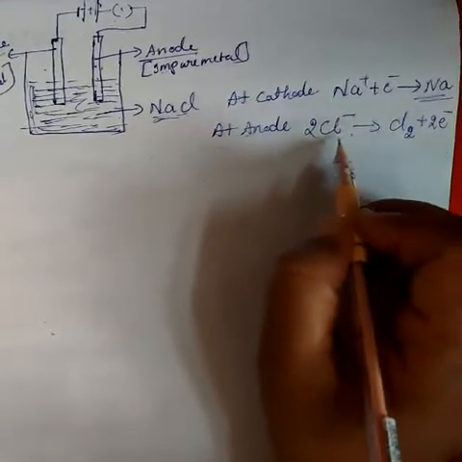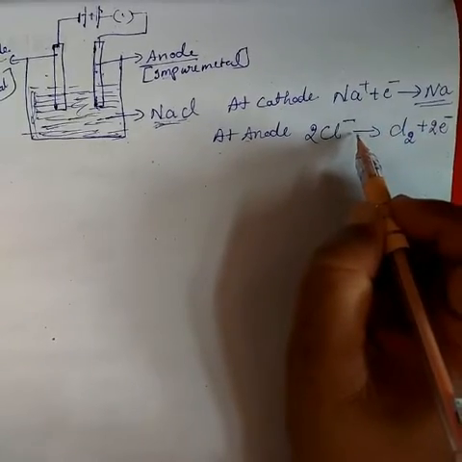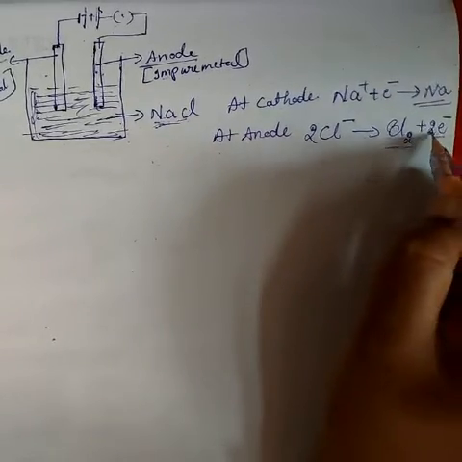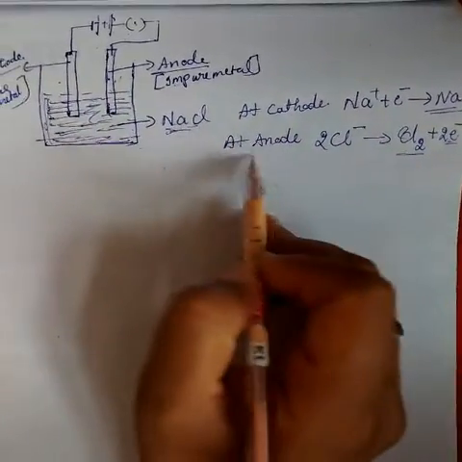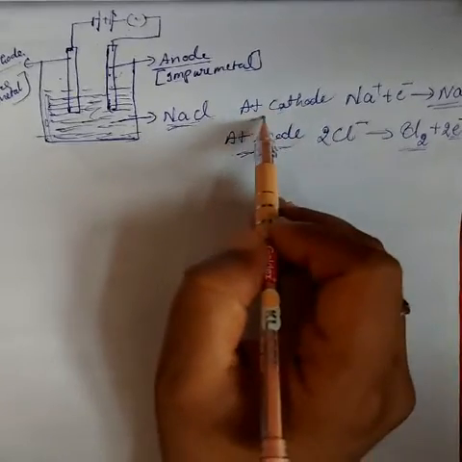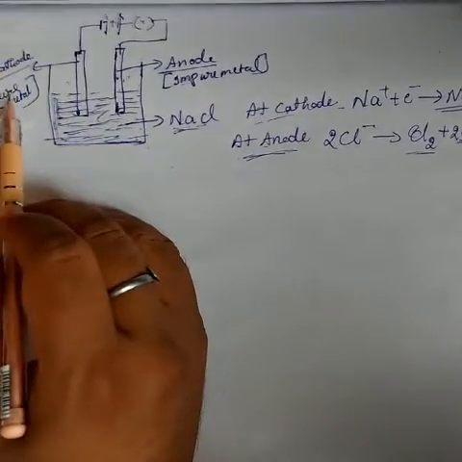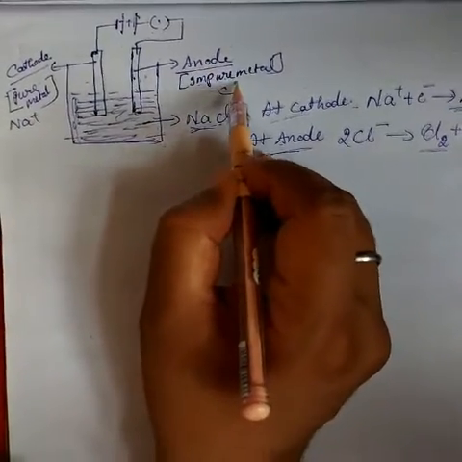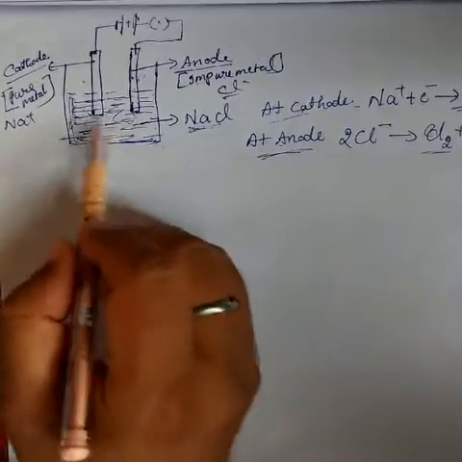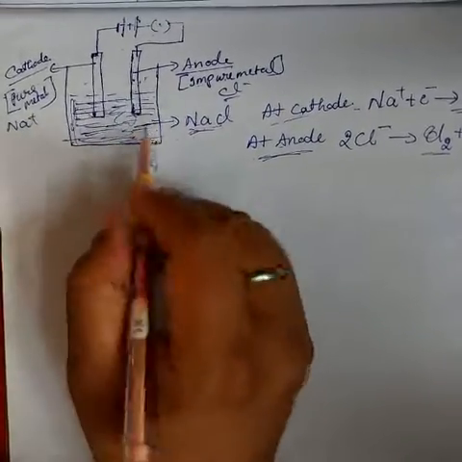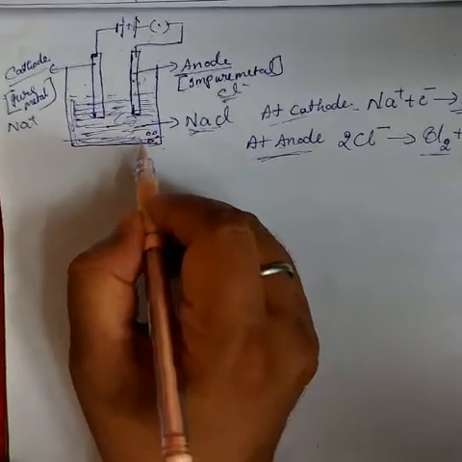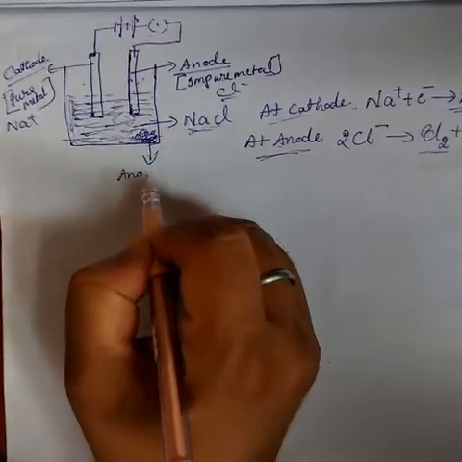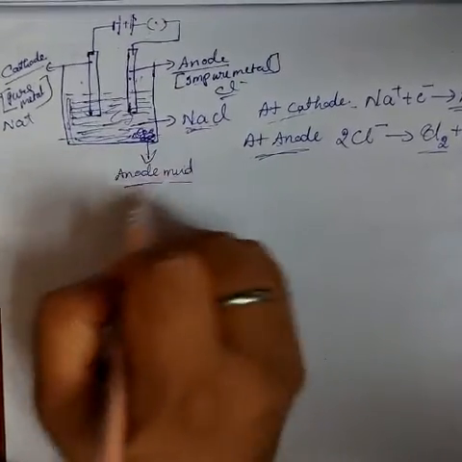Because it gains 2 electrons, or it loses here. So write it like this at the anode, and write at the cathode like this. In the pure metal, sodium is deposited here, and at the anode, chlorine is formed. If impurities are there in the solution, they are deposited at the bottom of the anode, so it's called anode mud.